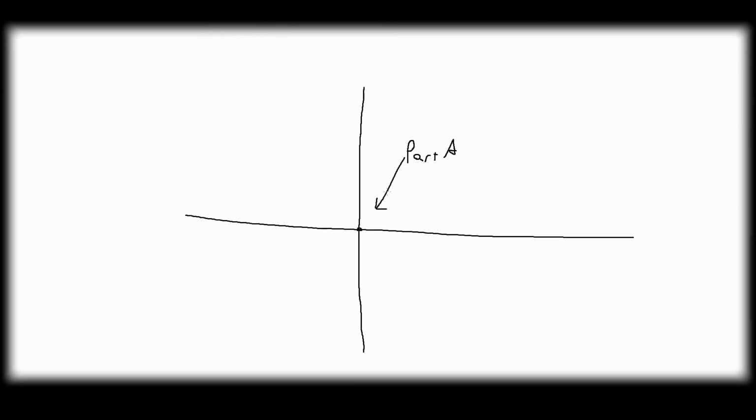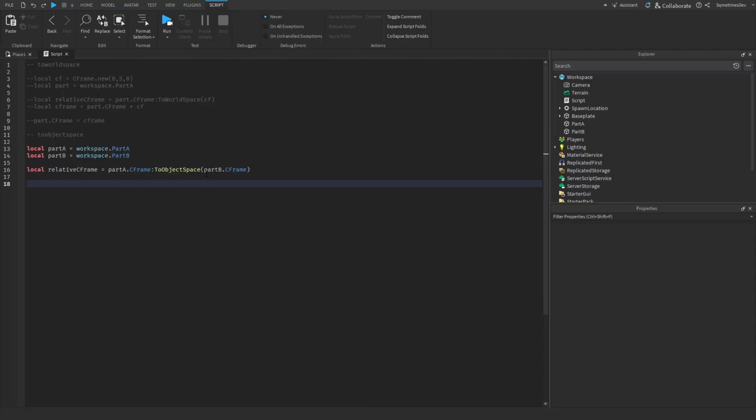Any positioning you do for part B, or whatever part, if you're saying ToObjectSpace, you're saying where is part B located in part A's coordinate plane? So if we think about this, let me just comment this, saying where is part B located in part A's coordinate plane?